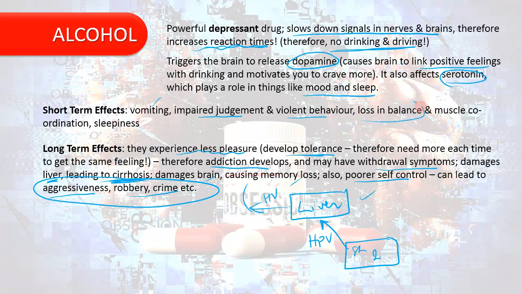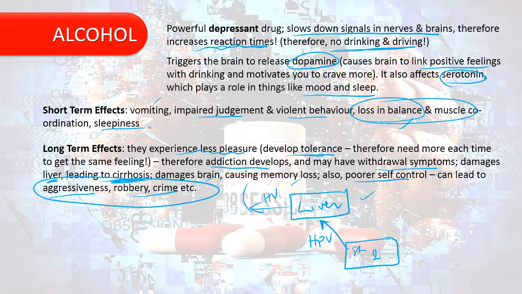There is a loss in balance and muscular coordination because it's affecting that part of your brain which we call the cerebellum, which handles muscle coordination and balance. It also makes you fairly sleepy. We said it is a downer, a depressant. Now, coincidentally, heroin works very much the same way. Heroin is also a depressant drug. It does the very same things.